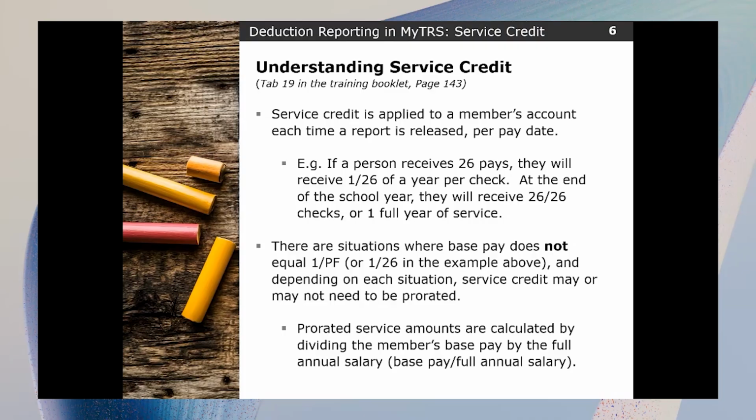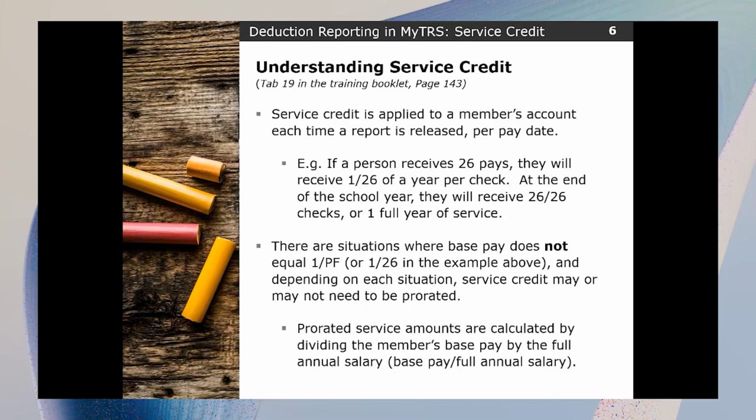So a service credit is applied once we release each monthly report, and it's per pay date. So if you have a person that is on a 26 pay frequency, for each check they get that is a full check, they will get 1/26 worth of credit when we release the report. So at the end of the school year, they'll have 26 out of 26, which is a full year of service. There are, however, situations obviously where base pay does not equal one of the pay frequency.